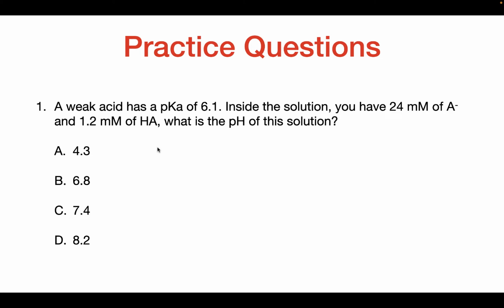And then the last question, a weak acid has a pKa of 6.1. Inside the solution, you have 24 millimolars of the conjugate base and 1.2 millimolars of the weak acid. What is the pH of the solution? I hope you calculated it, and the way you calculate this is using the Henderson-Hasselbalch equation, which we derived, and if you do that, the answer is 7.4.